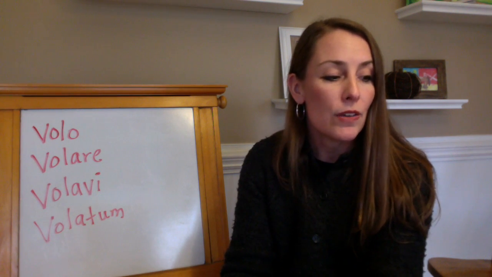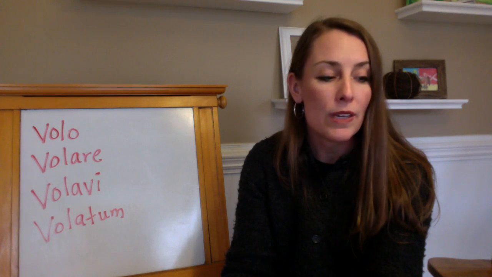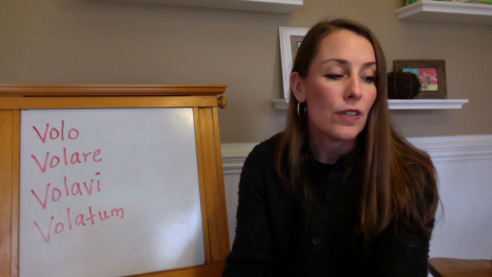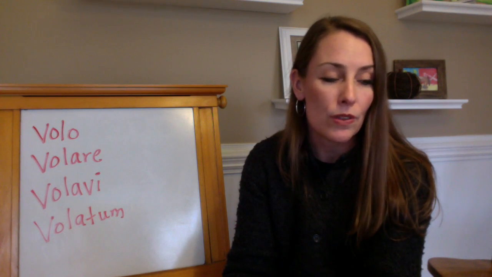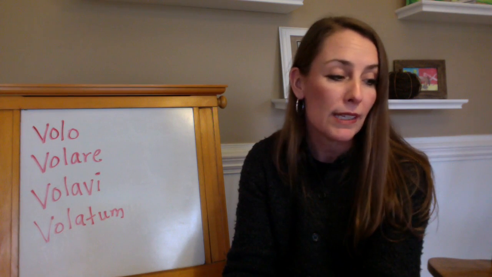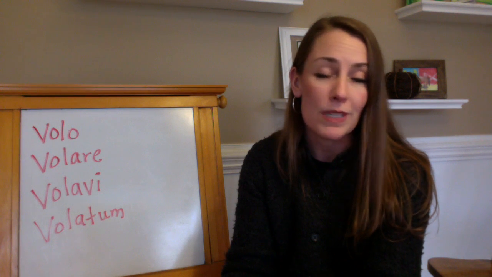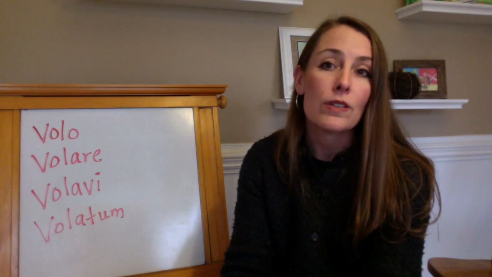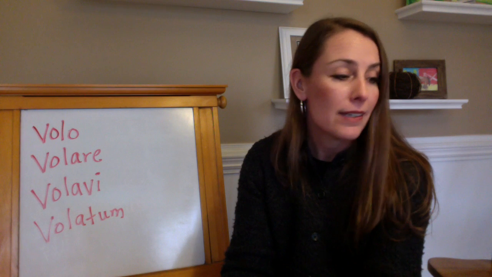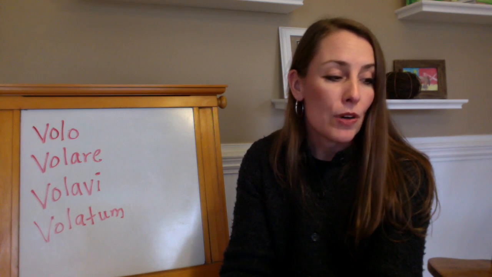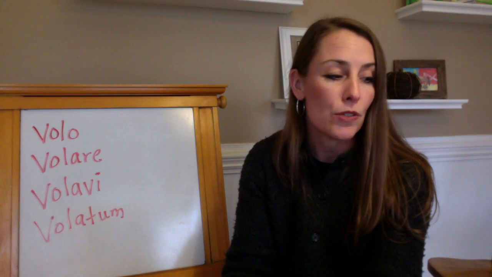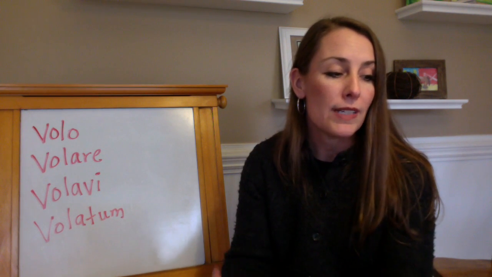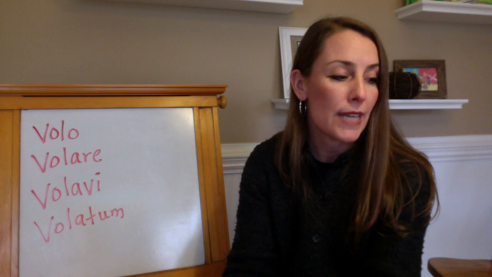Next word. Iuro, iurare, iuravi, iuratum. Your turn. Iuro, iurare, iuravi, iuratum, which is to take an oath. And notice the ecclesiastical spelling is on the second row, which begins with a J. Classical spelling is always going to be an I. Moving on. Damno, damnare, damnavi, damnatum, which is to condemn. Your turn. Damno, damnare, damnavi, damnatum, to condemn.